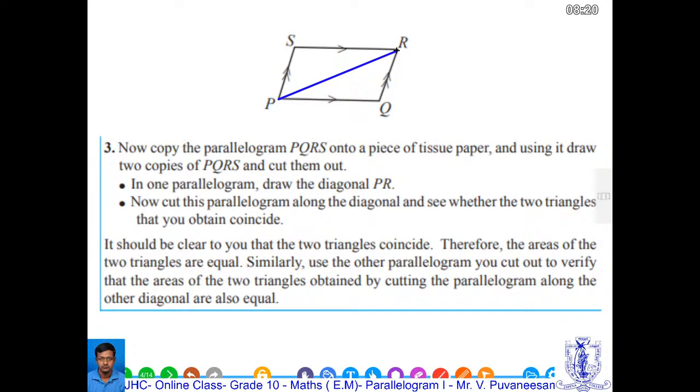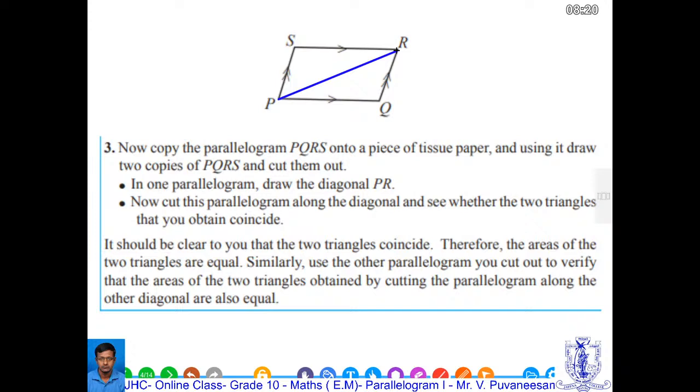Place these two parts one over the other and they will fit together. They coincide. It should be clear that the two triangles coincide. Therefore, the areas of the two triangles are equal.